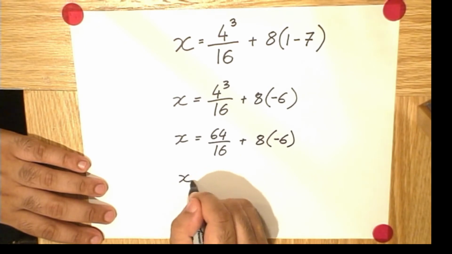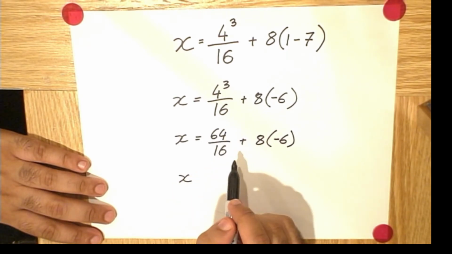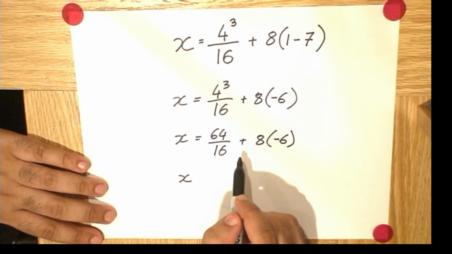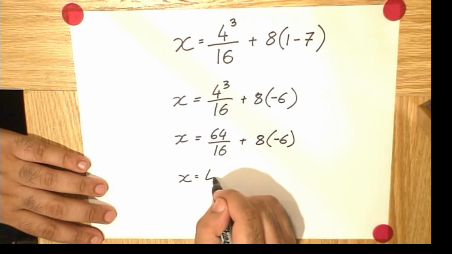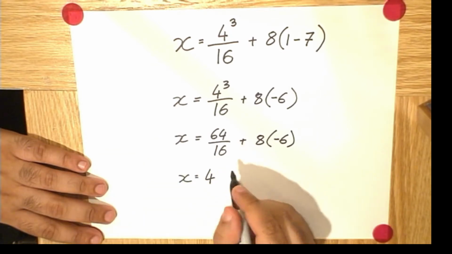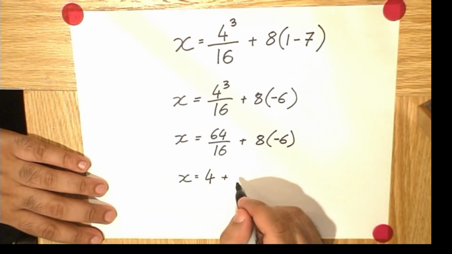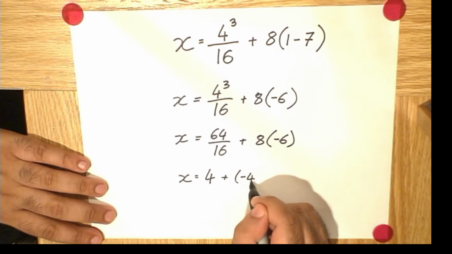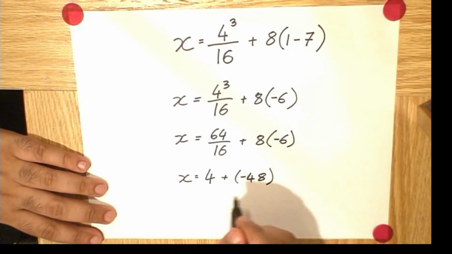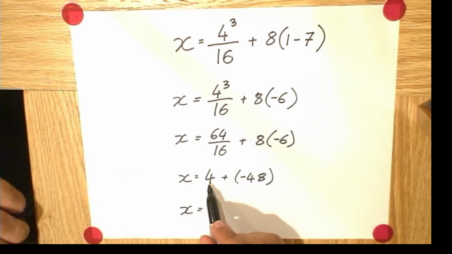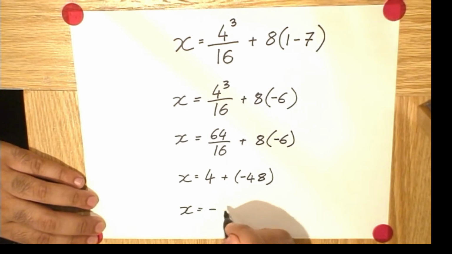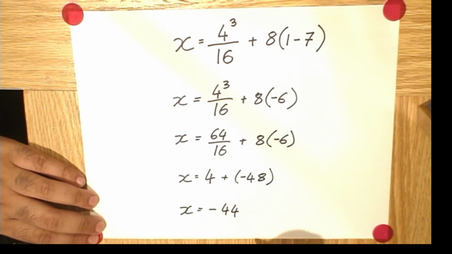Step 3, do all of the divisions and all of the multiplications left to right. So 64 divided by 16 is 4, plus 8 times negative 6 is negative 48. And finally, do the additions and subtractions left to right. So 4 plus negative 48 gives us negative 44. And this is the value of x.